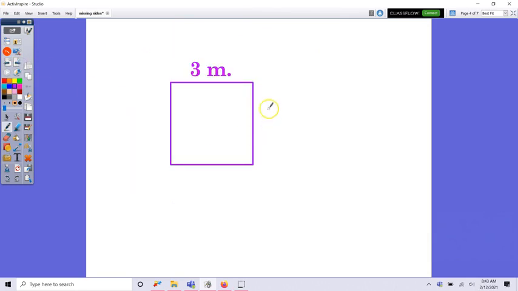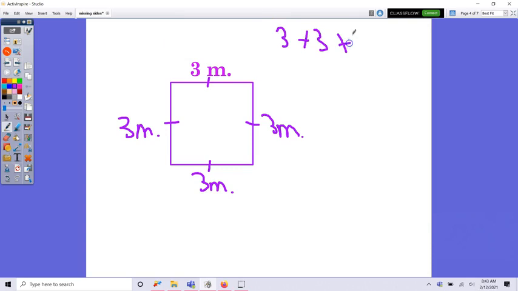This is a square. In a square, all sides are equal. That means if the length is 3 meters, the bottom length is 3 meters. This also means that the heights of both sides are also 3 meters. To find the perimeter, I am simply going to add all my sides up. So I'd have 3 plus 3 plus 3 plus 3, and that would get me a perimeter of 12 meters.